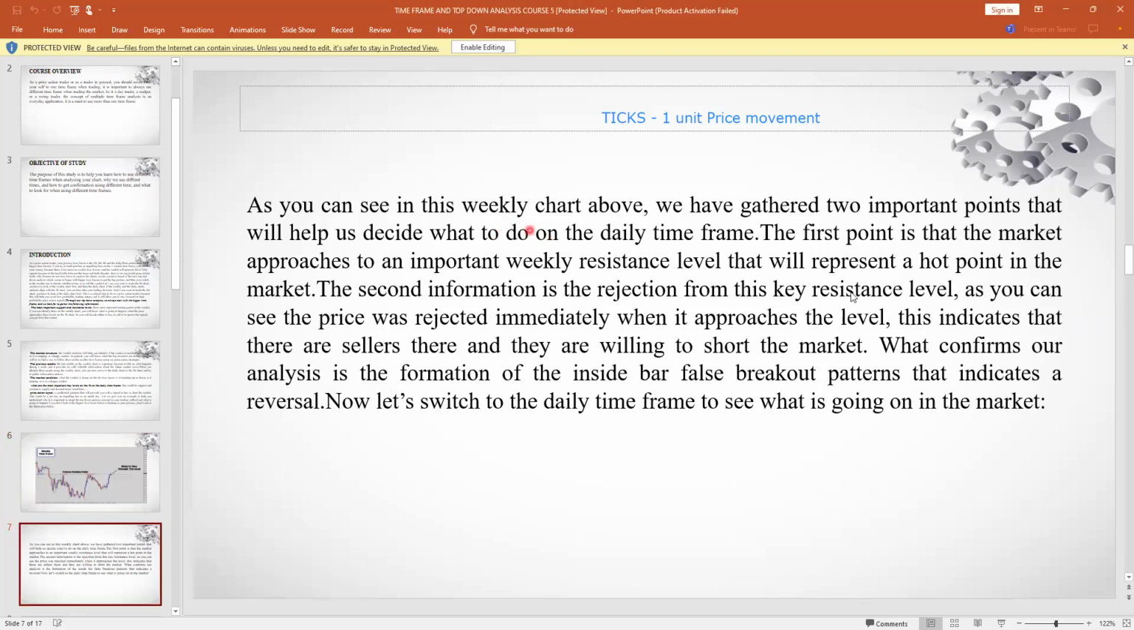All right, so we have gathered 2 important points that will help us decide what to do on the daily time frame. The first point is that the market has approached and got into an important weekly resistance level that will represent a hot point in the market. The second information is the rejection from the key resistance level. As you can see, price was rejected immediately it approached the level. All right. This confirms or indicates that there are sellers that are willing to short the market. Okay, so what confirms our analysis is the formation of the inside bar false breakout pattern that indicates a reversal.